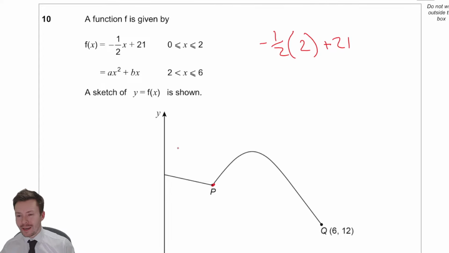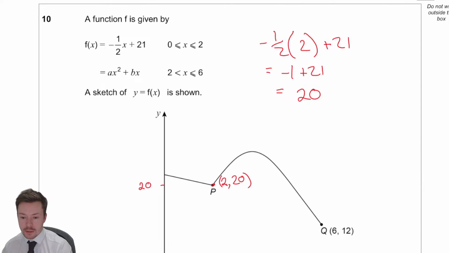Now I'm looking at my calculator there. I don't need my calculator, and I'm not allowed to use it anyway. So a half of 2 is 1, so it'd be minus 1 plus 21, which is 20. Okay, so this would be a height of 20. What that gives us is a coordinate, (2, 20), that would work in this next bit for ax squared plus bx.